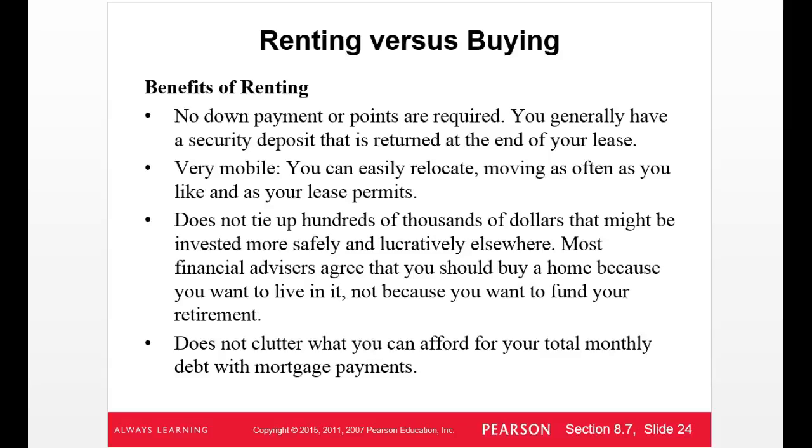If you're going to rent a house, the benefits of renting: you don't have any of those down payments or points required. You probably have a security deposit instead of a down payment, but that security deposit is typically returned to you once your lease is up or you decide to move on. As long as you don't completely tear the house up, it will come back to you.